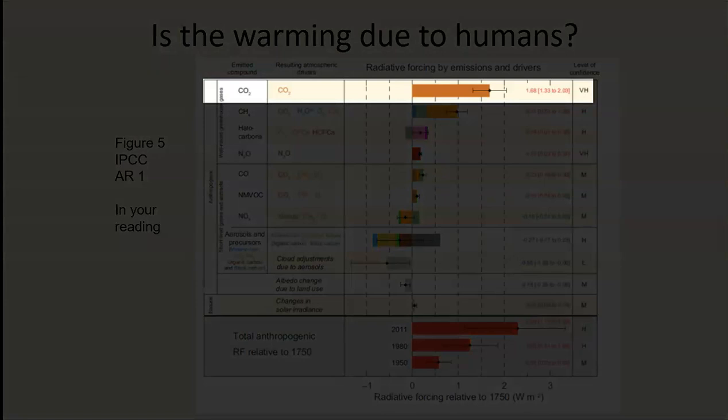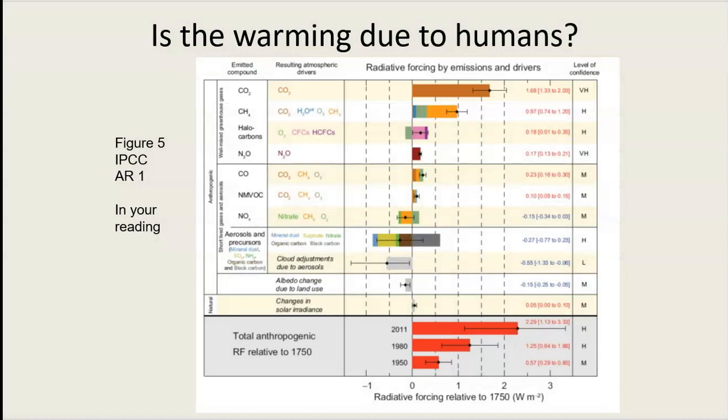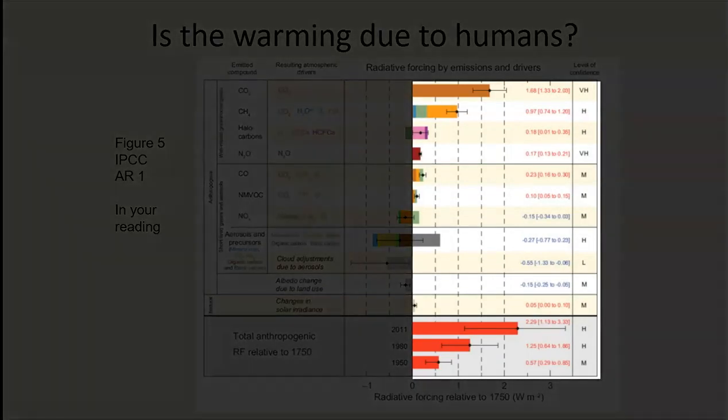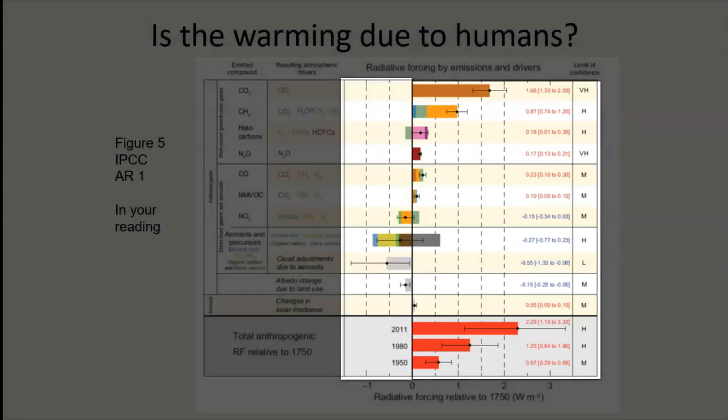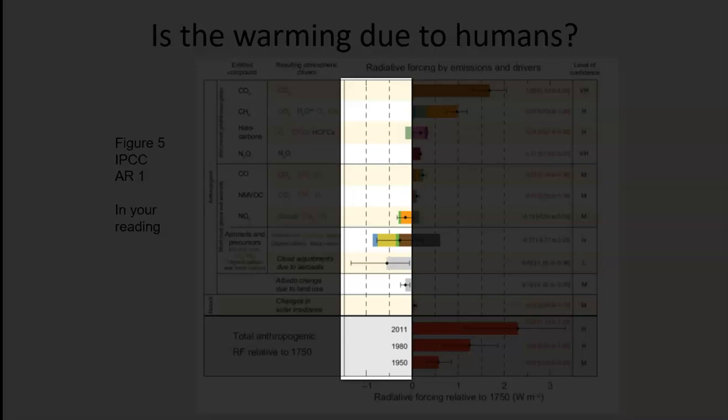It says that the relative forcing, you don't have to worry about the units over here, is 1.5, 1.6, somewhere in that range. Okay, so just think of that as a unit. So that's a relatively strong factor, right? Relative to all these other factors. So if it's a factor that has a bar on the right-hand side of this 0 point, it's something that causes warming. If it's a factor that has a bar on the left-hand side, it causes cooling in the atmosphere.